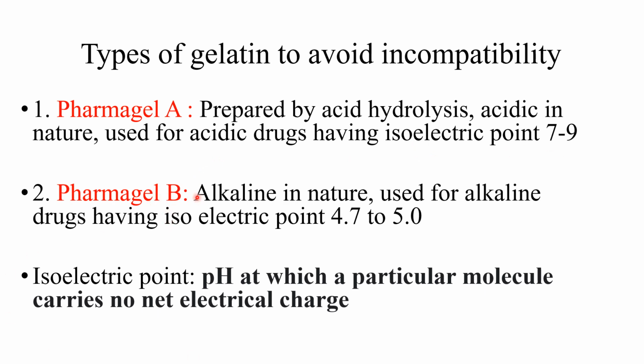Pharmagel B is a gelatin which is prepared by treatment with alkaline substances, therefore it is alkaline in nature and it has an isoelectric point of 4.7 to 5. And what is isoelectric point? It is the pH at which the particular molecule carries no net electric charge.